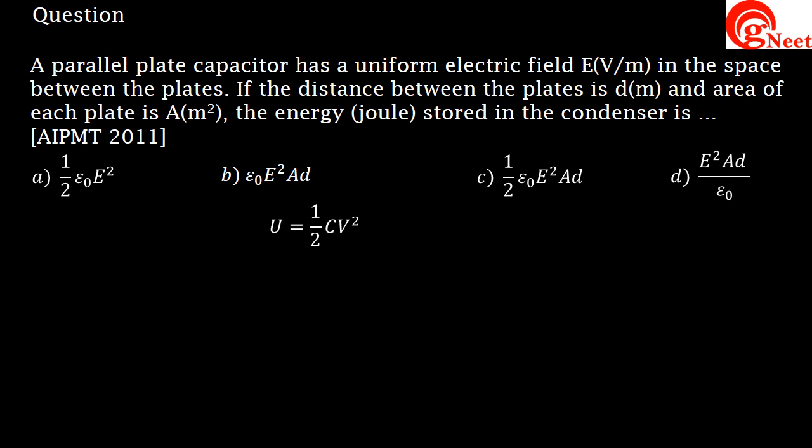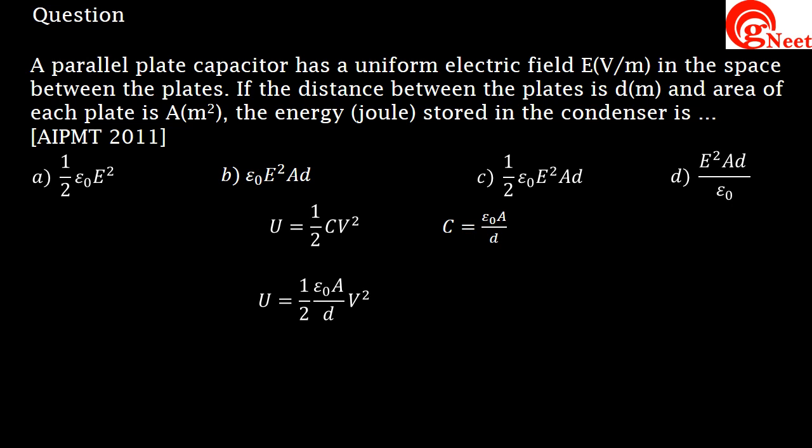We know that the energy stored in the capacitor is given by U is equal to half of CV square, and the equation for the capacitor is C is equal to epsilon 0 A upon d. On substituting the value of C in the equation for the energy, we get U is equal to half of epsilon 0 A upon d into V square.